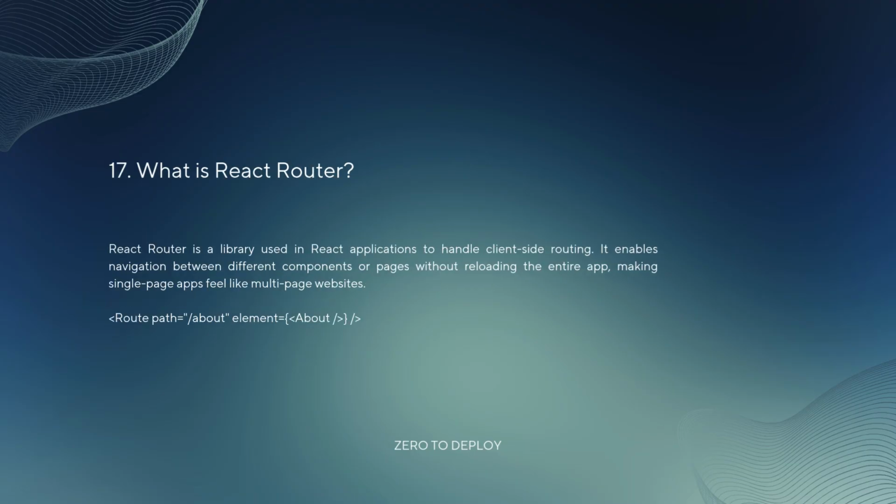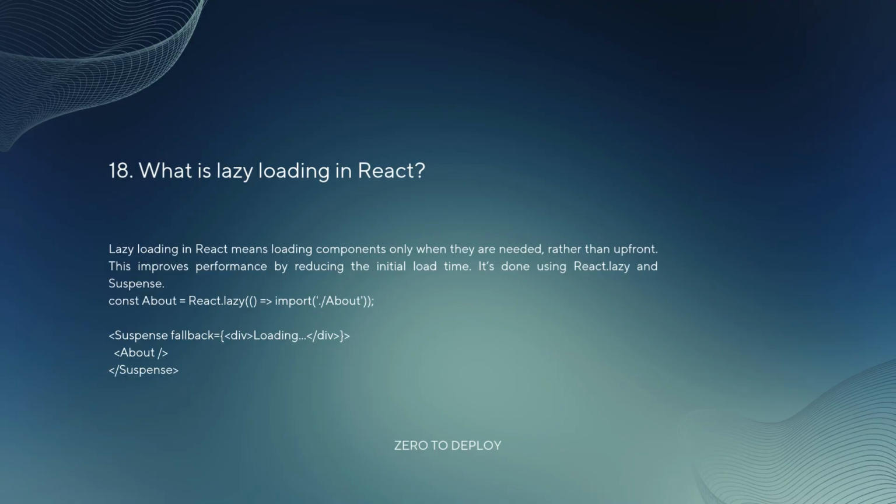What is React Router? React Router is a library used in React applications to handle client-side routing. It enables navigation between different components or pages without reloading the entire app, making a single page app feel like a multi-page website.